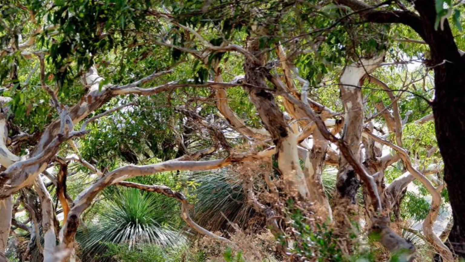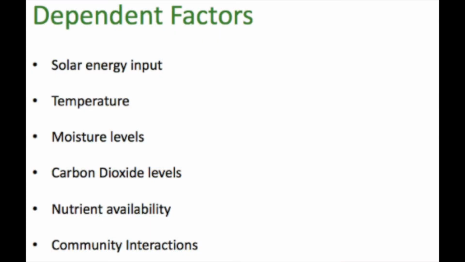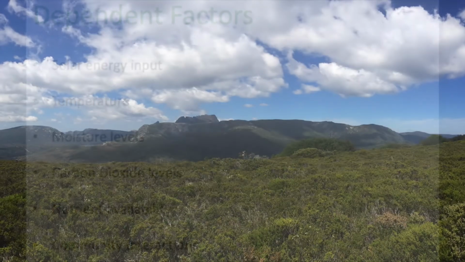Primary productivity varies among ecosystems and depends on many factors. In a terrestrial ecosystem, these include solar energy input, temperature and moisture levels, carbon dioxide levels, nutrient availability, and community interactions, e.g., grazing by herbivores. These factors affect how many photosynthesizers are present to capture light energy and how effectively they can perform their role.